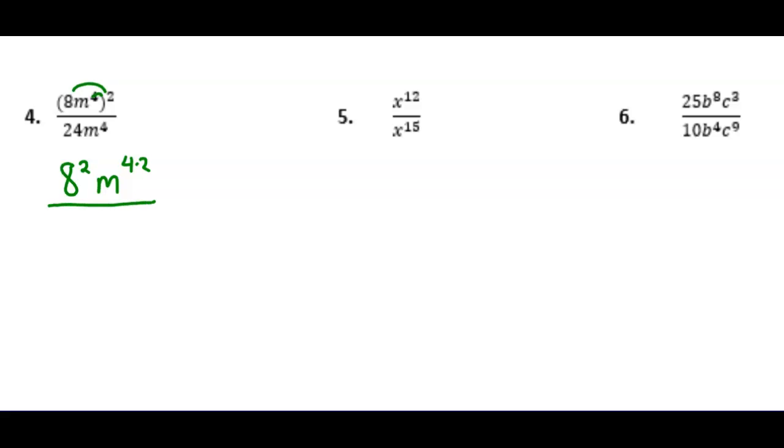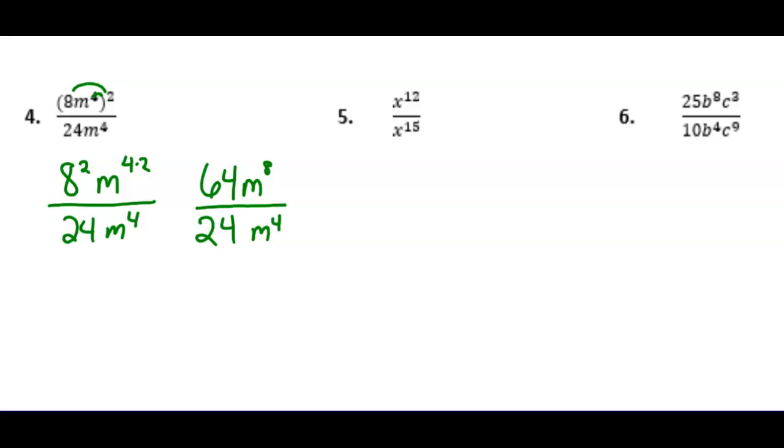Is anything going to change on the bottom? Why not? It's already simplified. The parentheses are just on top, so I just need to simplify that. But I might need to go one step further after I'm done. But let's do that. So 8 squared is 64. M to the 4 times 2 is 8. Then I've got 24, m to the 4.